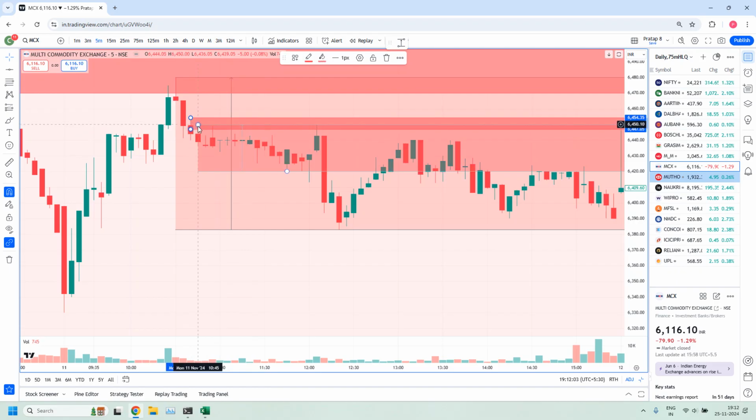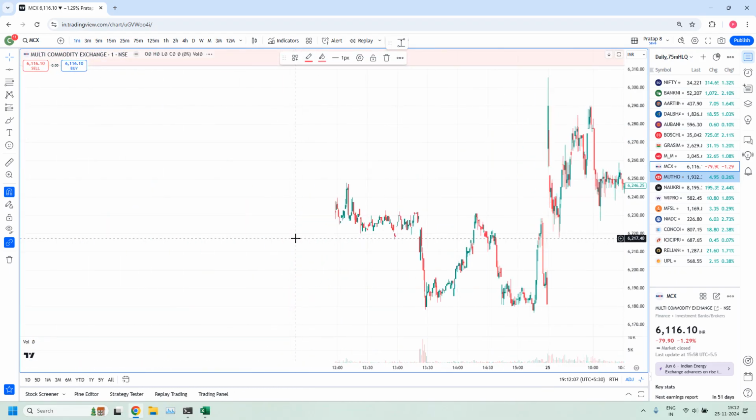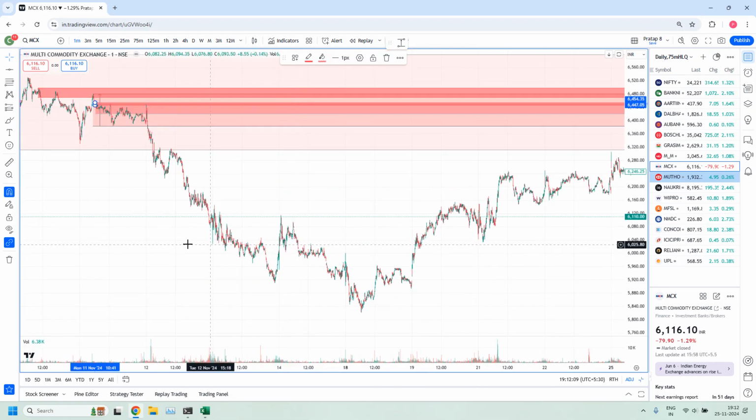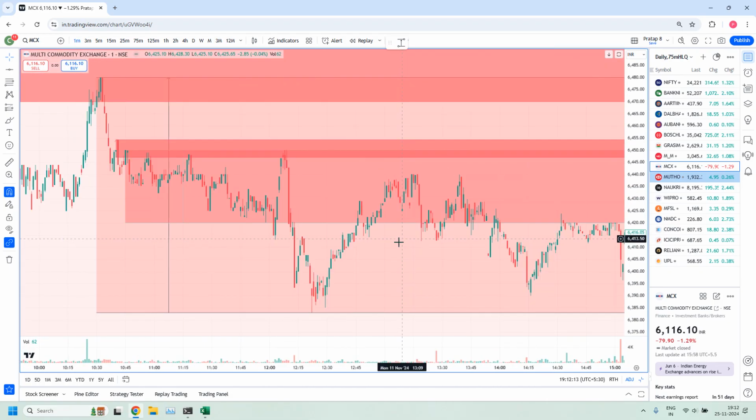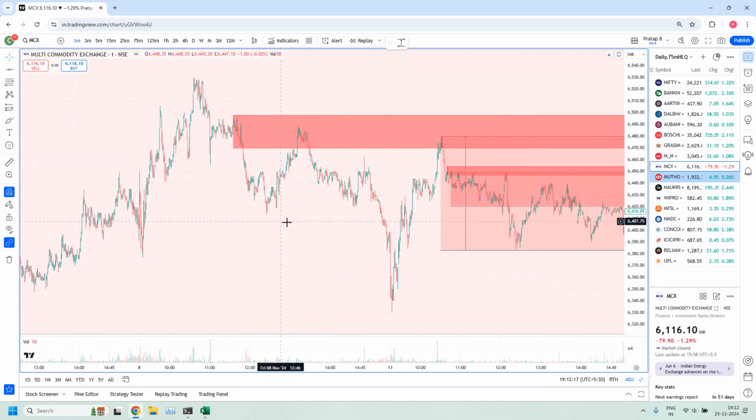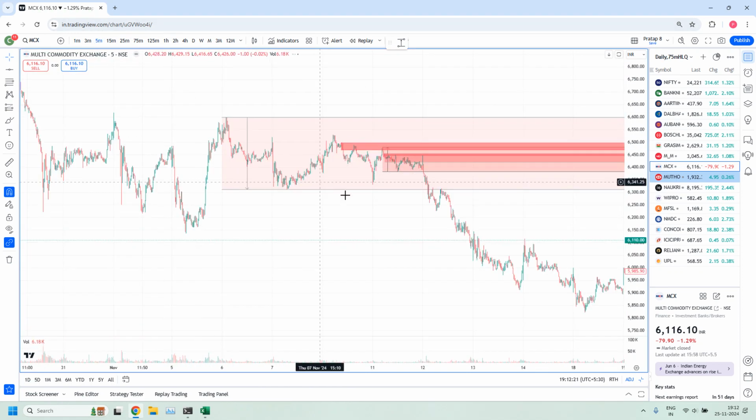And here also I think the 1 minute zone is drawn. I think I have drawn the 1 minute zone for MCX, because the 5 minute structure is not clear. Rally based drop, and above again you have a 5 minute zone.